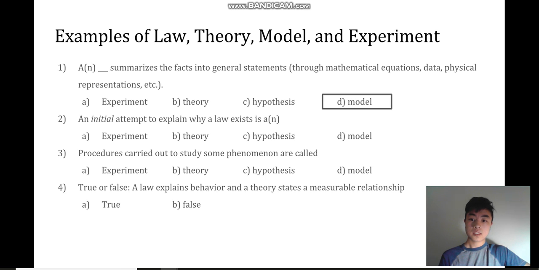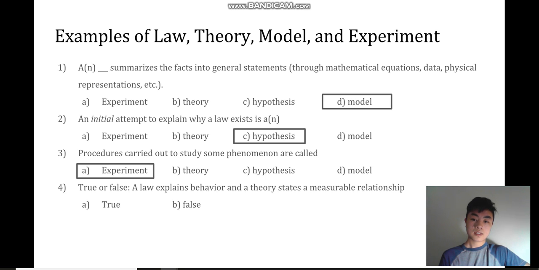And so number two, an initial attempt to explain why a law exists, is going to be a hypothesis. So you might have been confused between theory and hypothesis. Well, the keyword here is initial, and so a hypothesis is always going to be almost like an if-then statement. And a theory is more of a conclusion, or your proposal at the end after your experiment. And so the keyword here again is initial. Procedures carried out to study some phenomenon are called, this one's pretty obvious, an experiment. An experiment has procedures. It's going to have steps in order to get to your answer.